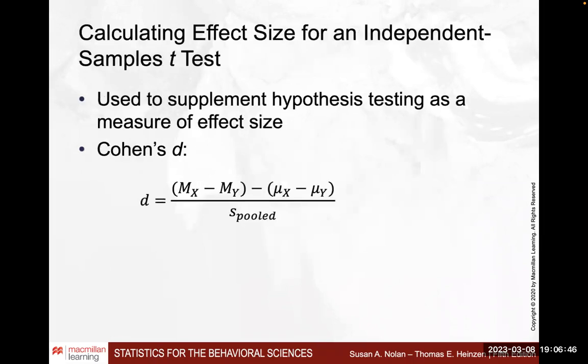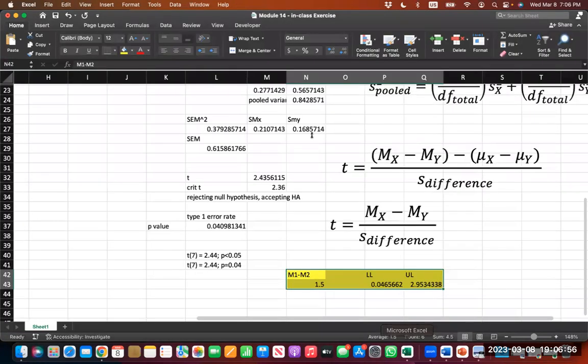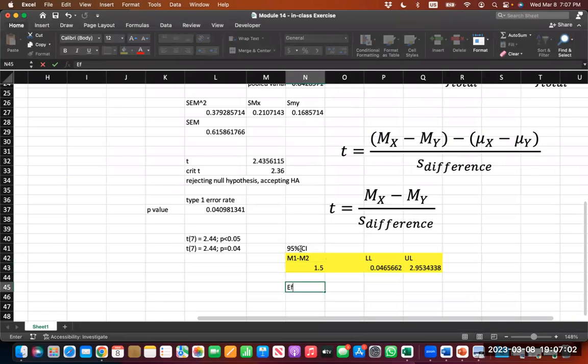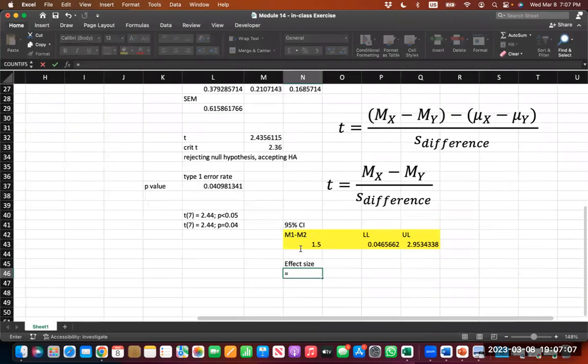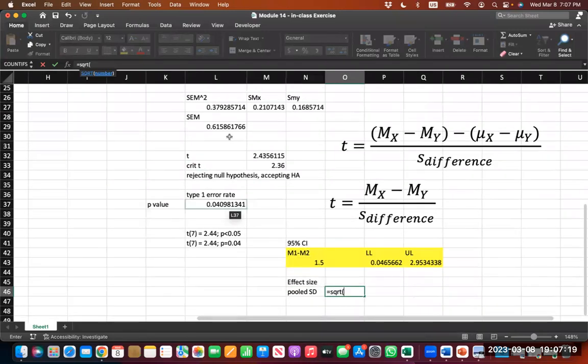We can, of course, also calculate an effect size, and that is done in the same fashion. So we have here the 95% confidence interval. Now we're calculating the effect size. For that, we need a pooled standard deviation, and the pooled standard deviation is essentially nothing else but the square-rooted pooled variance.